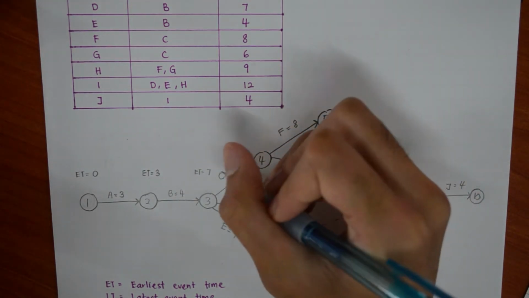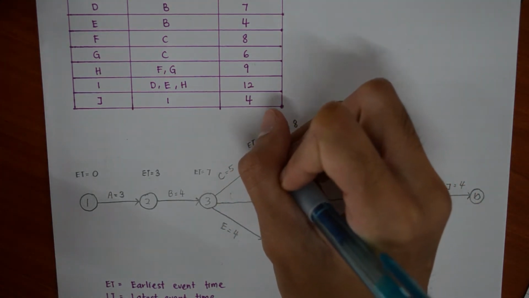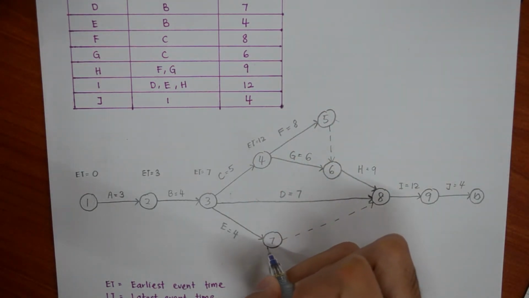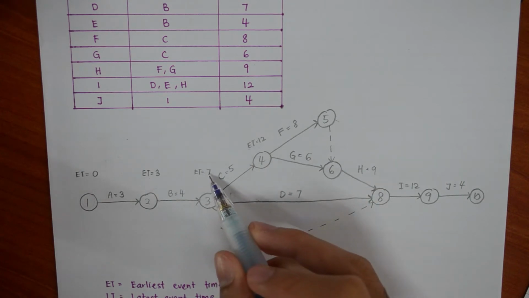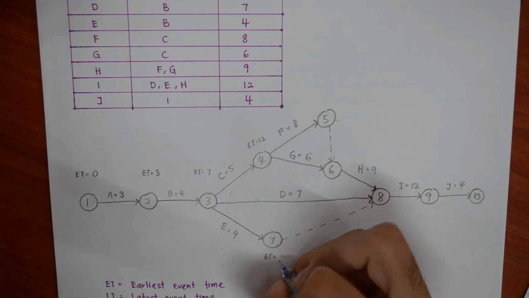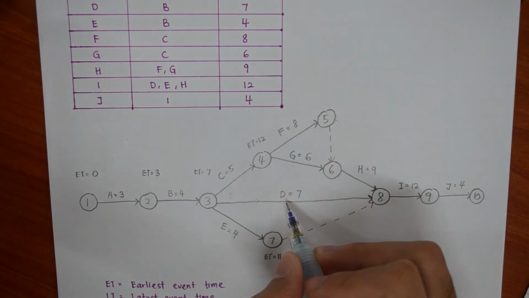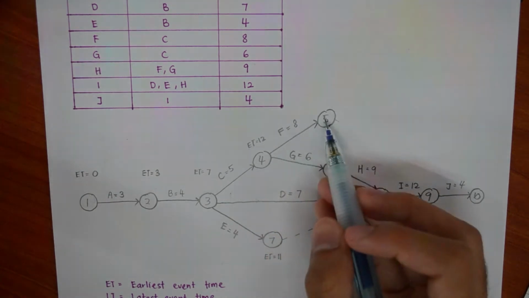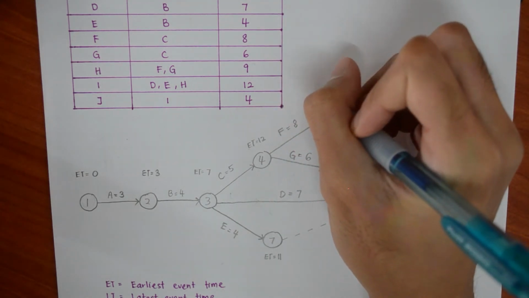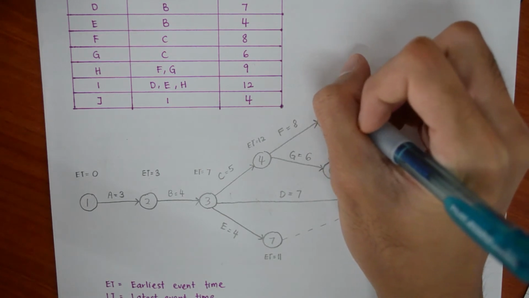Node 4 would be 7 plus 5, 12. Now we check out for node 7. So 7 plus 4 equals 11. For D, we're going to ignore D first because there are prior nodes that we haven't solved yet. So 5 is 12 plus 8. That would be 20.